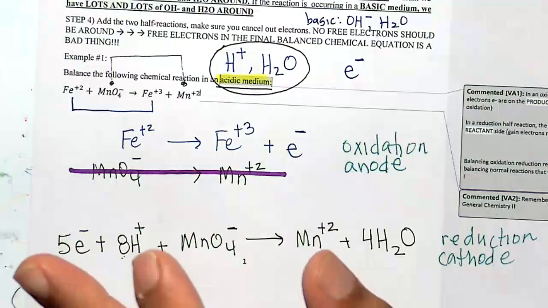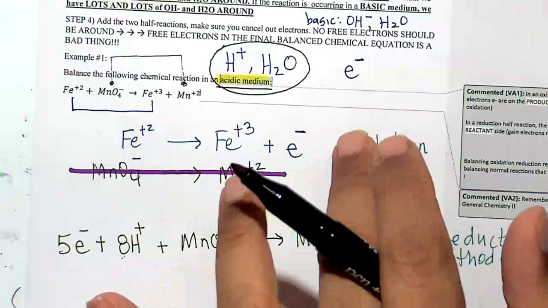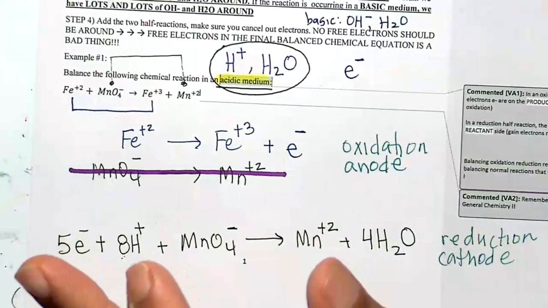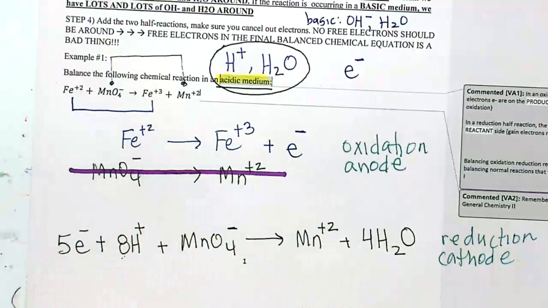There's a disease called ALS. I don't know if you've heard of ALS. It's free electrons roaming around, damaging the nervous tissue. Anyways, back to this problem. We want to get rid of the free electrons.